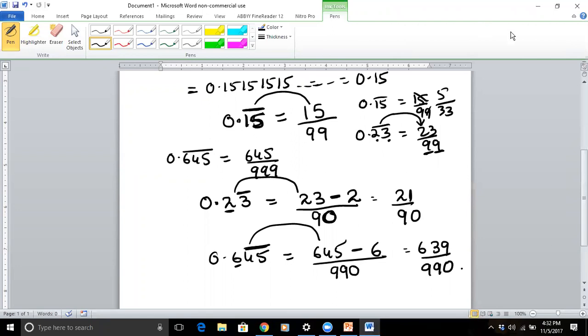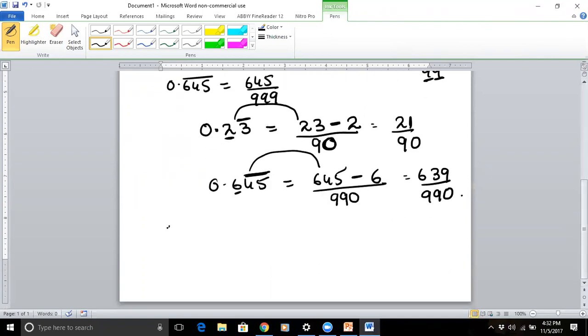What about numbers such as 6.45 with bar? No problem, Mayank. Even if you have a 6.45, the bar can only be on the digits after the decimal, right? So you just split this up as 6 plus 0.45 bar. So this would be 6 plus 45 by 99. Simple as that.